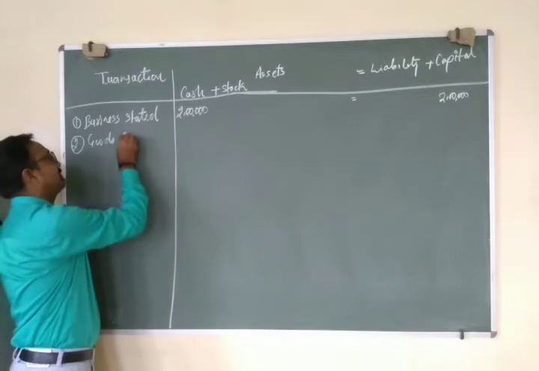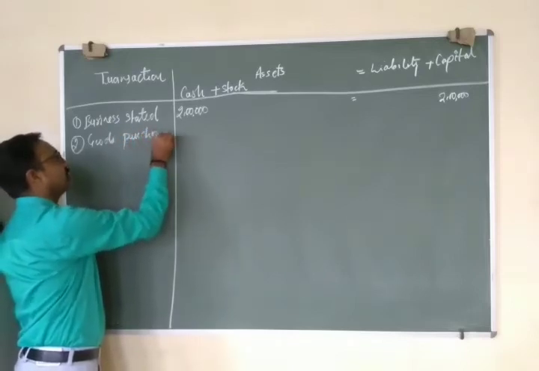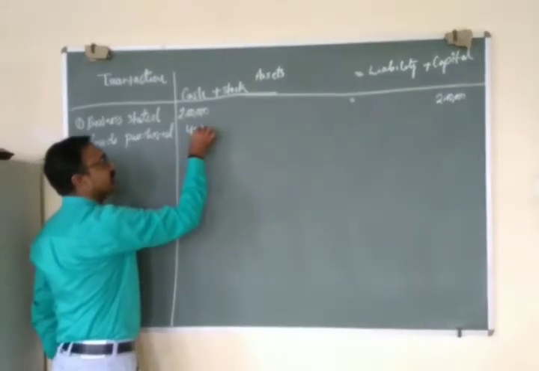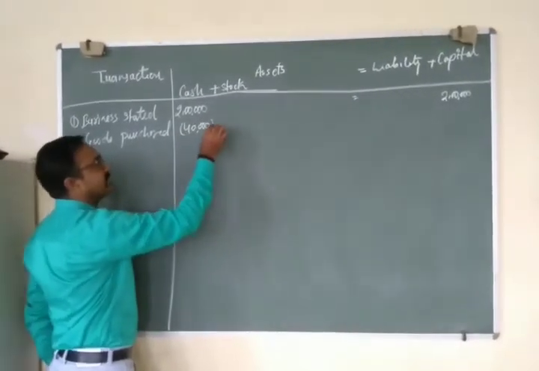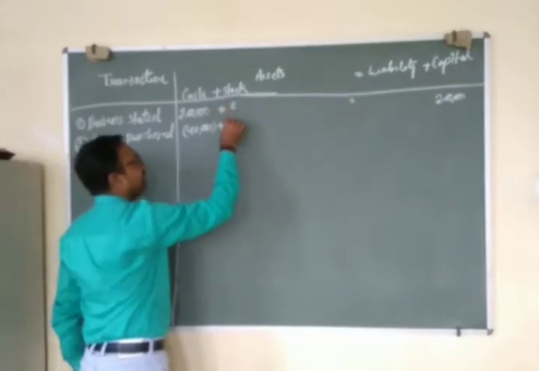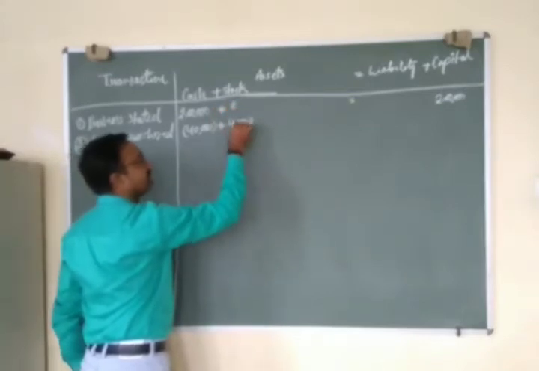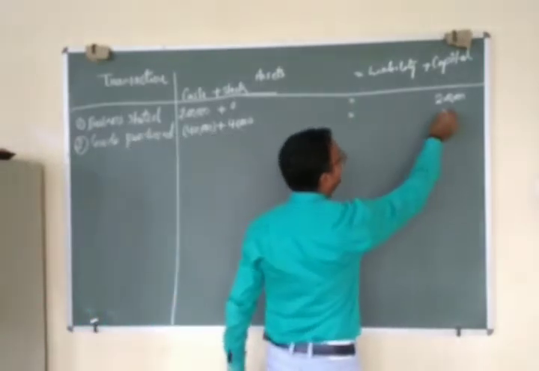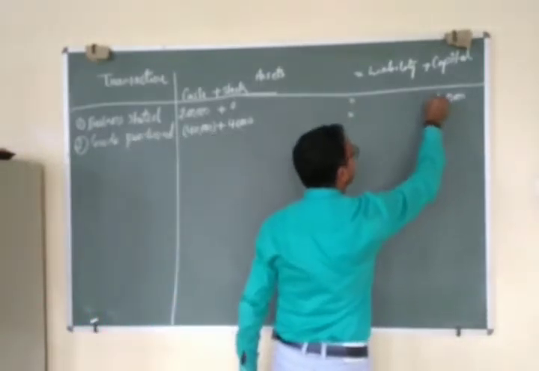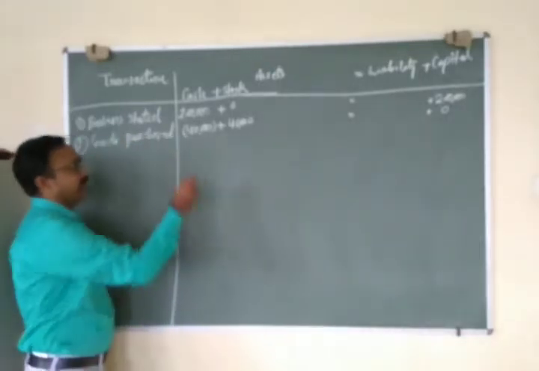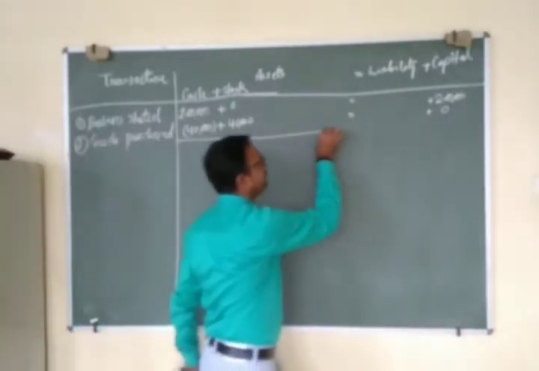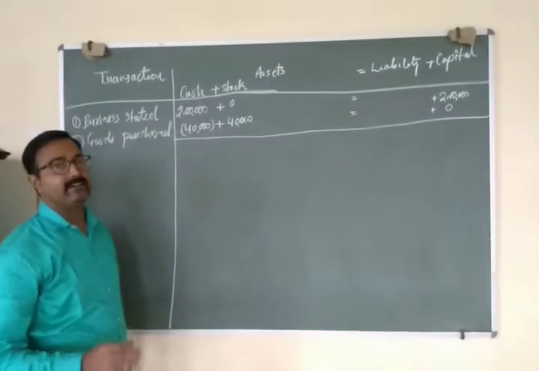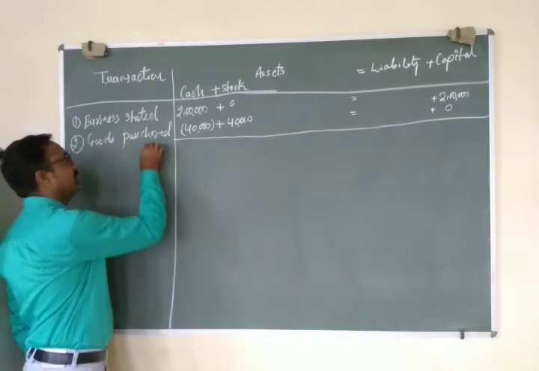goods purchased worth rupees 40,000 in cash. So this transaction will decrease our cash, but at the same time it will increase our stock by 40,000. There is no effect, no change in the liability side, so we have written here 0. Every time, once you write at least 2 transactions, after recording these 2 transactions we have to find out our new equation.